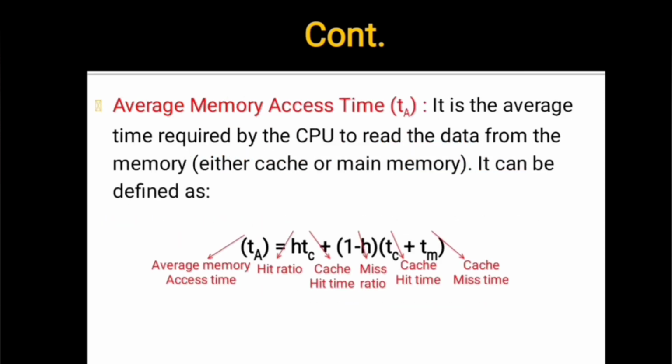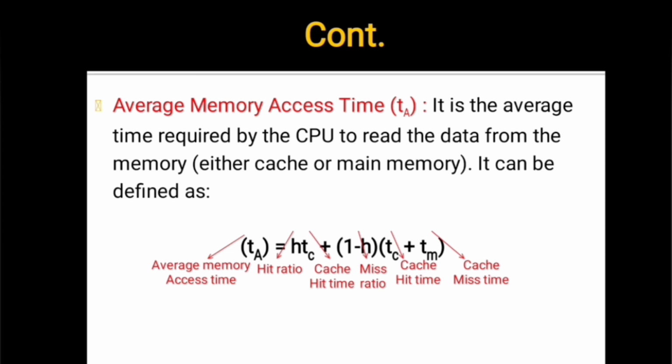Next we have the average memory access time. Previously, whatever components I have discussed, let's understand all those components once again and we'll try to recreate the formula for the average memory access time. It is the average time required by the CPU to read the data. So an average memory access time is the time which is required by a CPU to read the data from the memory. Whether it reads the cache memory or the main memory will count as a memory access.